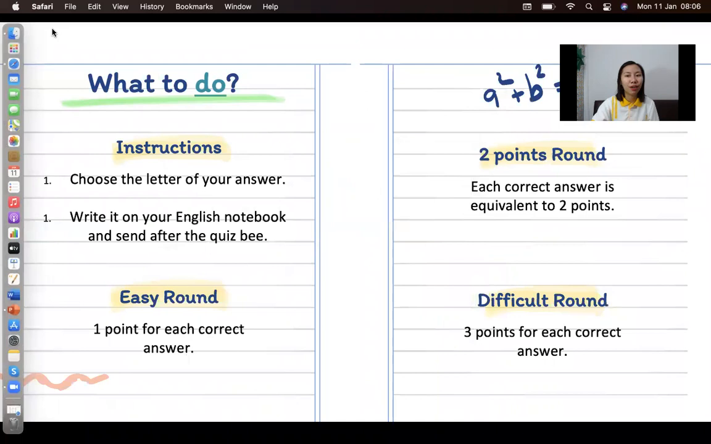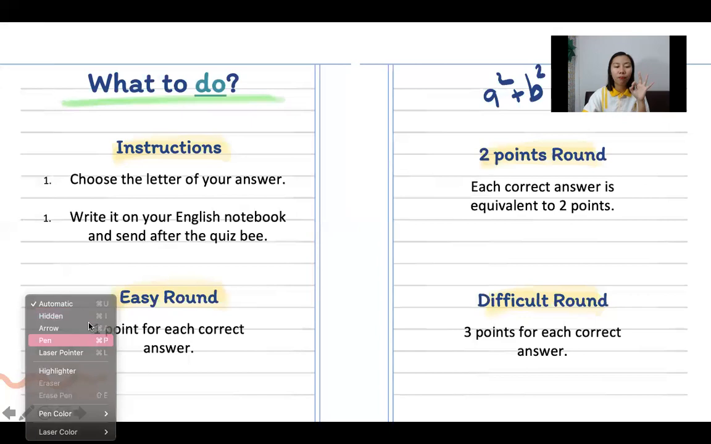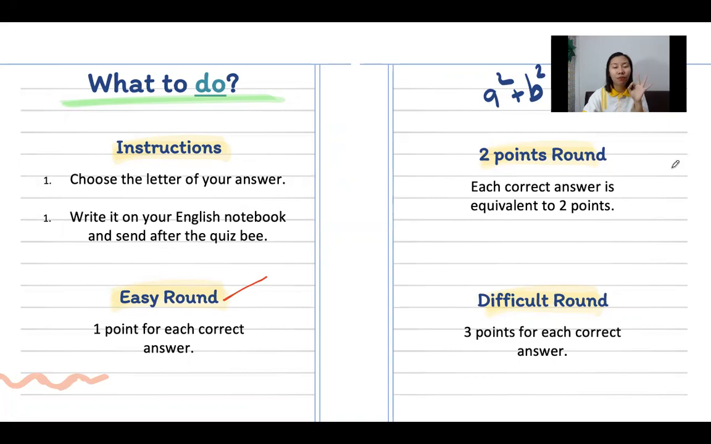So our quiz bee will have three rounds. We have the easy round, which is 1 point for each correct answer. Next is the 2 points round, that's round two. And then the difficult round, but it's very easy. Don't worry. So again, we have the easy round, the 2 point round, and then the difficult round.